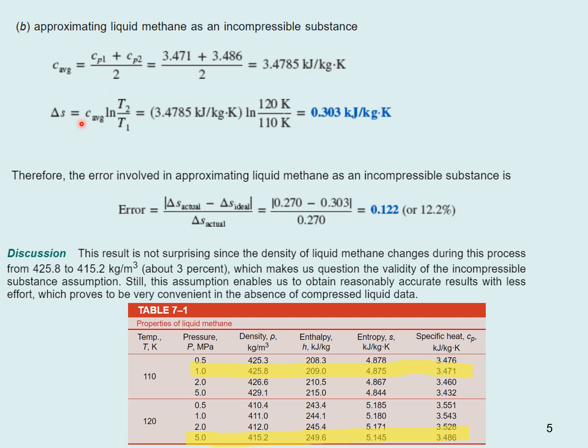3.4785. Then, from the Tds relations, we can approximate the change in entropy as the average specific heat times the log of the temperature ratio, which we know. So we get 0.303 kilojoules per kilogram Kelvin. So the error involved is about 12.2%, which is a rough approximation. I mean, methane is not really incompressible. However, this assumption enables us to obtain reasonably accurate results with a lot less effort.